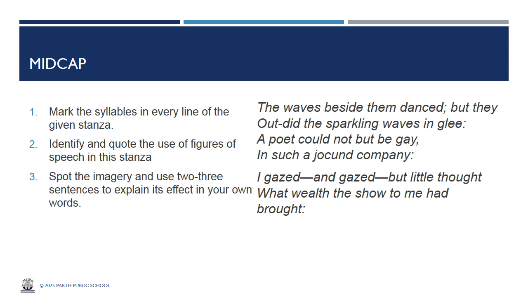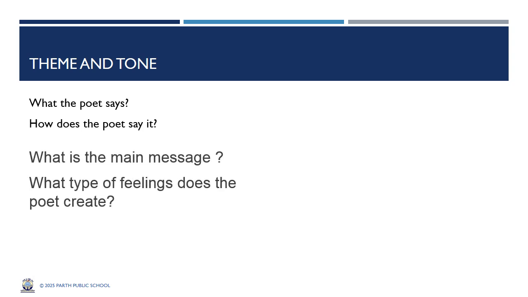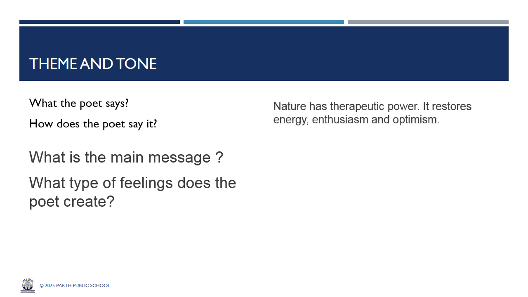Fine. Let's move further with the theme and tone of the poem. So what is the theme of the poem? As simple as what the poet is actually trying to say. That is the theme. And the tone is, how does the poet say it? Whether the poet is happy or sad or contemplative, how does he say it? The message of the poem is the theme of the poem, and the type of feelings the poet creates in you is the tone of the poem. Now, if you look at this particular poem, the main message is that nature has therapeutic power. It has the ability to restore your energy, your enthusiasm, and your optimism.